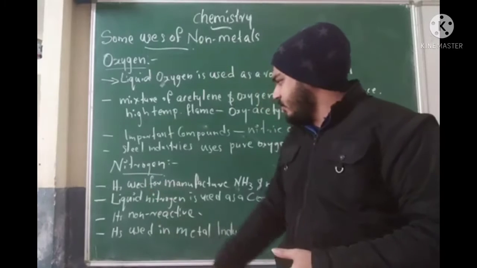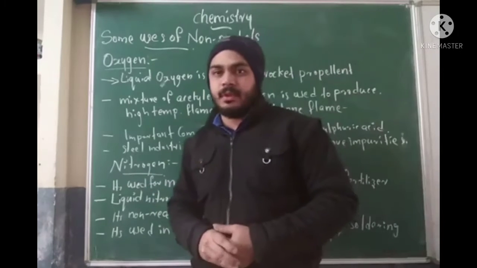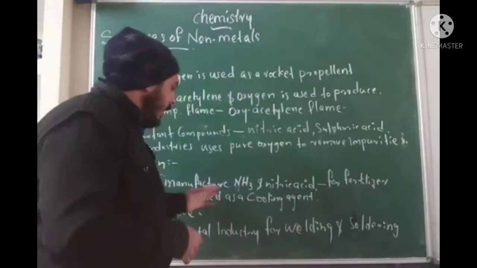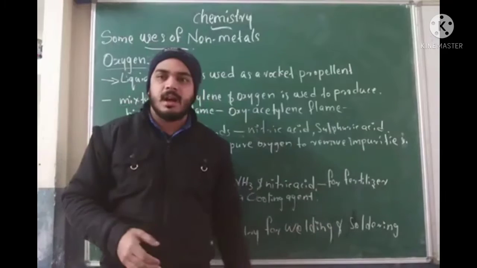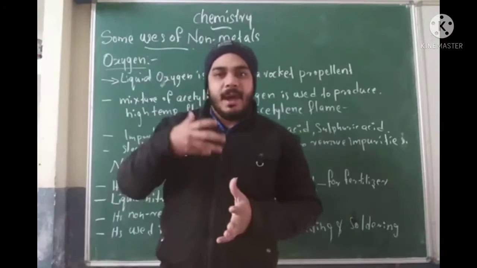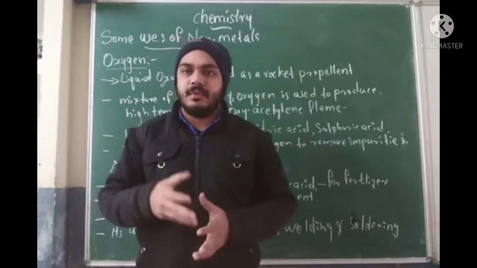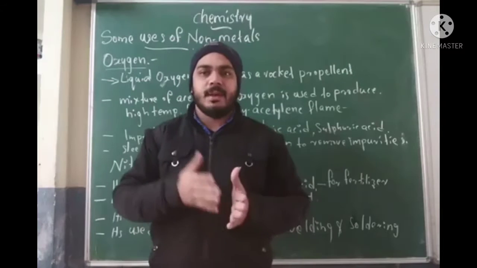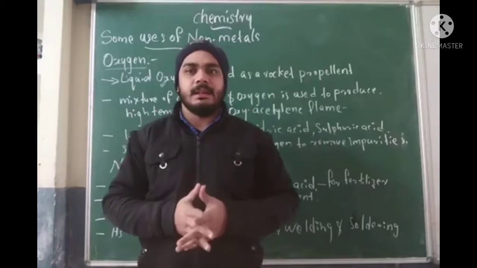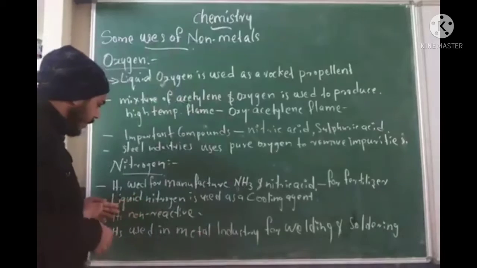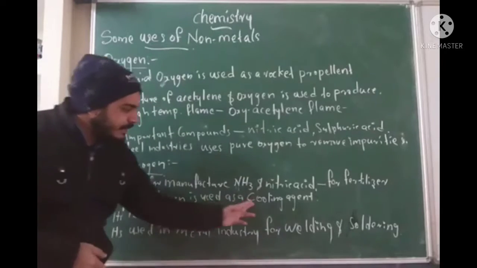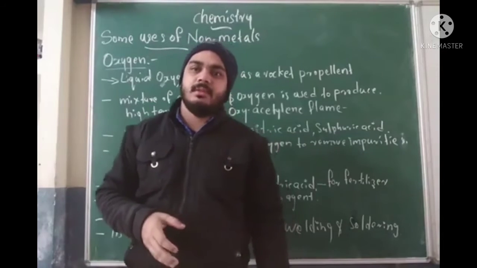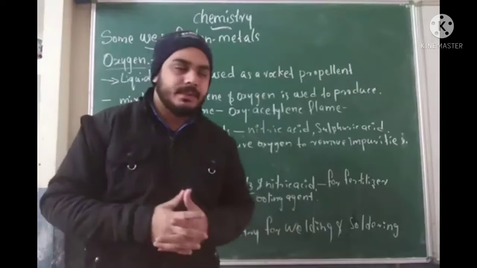The first one, it is used for manufacturing ammonia. Nitrogen is used for manufacturing ammonia and nitric acid, for the manufacturing of fertilizers. Fertilizers are very important for plants, for their better growth and better yield. And next one, liquid nitrogen. Liquid nitrogen is used as a cooling agent in refrigeration for cooling substances.